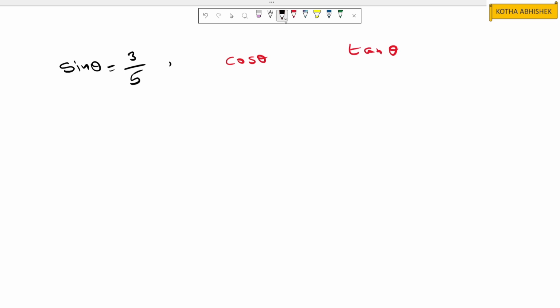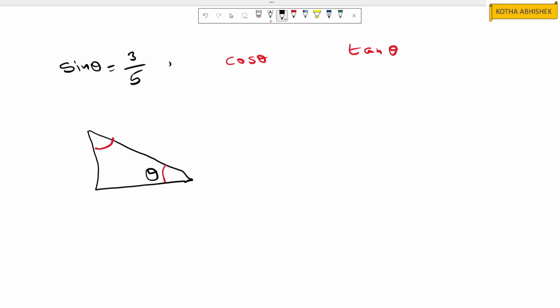Here, the figure is not given, right? First draw one right angle triangle. So, it is your diagram, right? You can take theta anywhere. That is, you can take theta here or else you can take theta here also. No worries. So, I am taking this as theta.